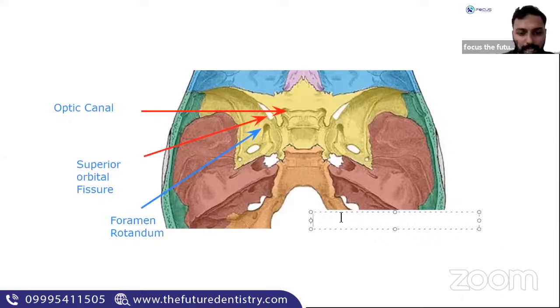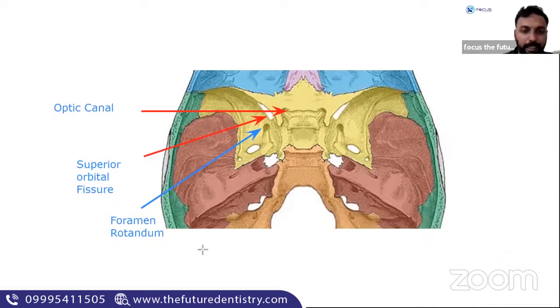So this is another important one. I'm just marking it with a green colored arrow. Can anyone guess the name by the shape of the foramen? Yes, it's oval in shape. Okay, it is known as foramen ovale.